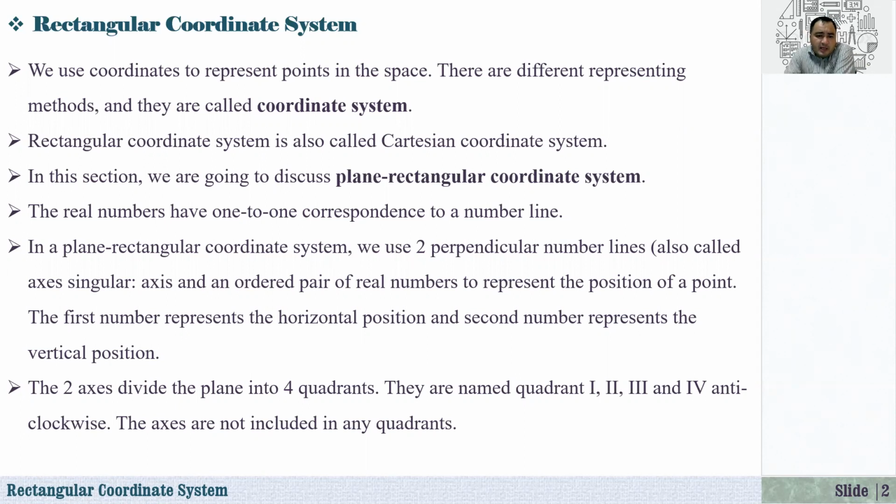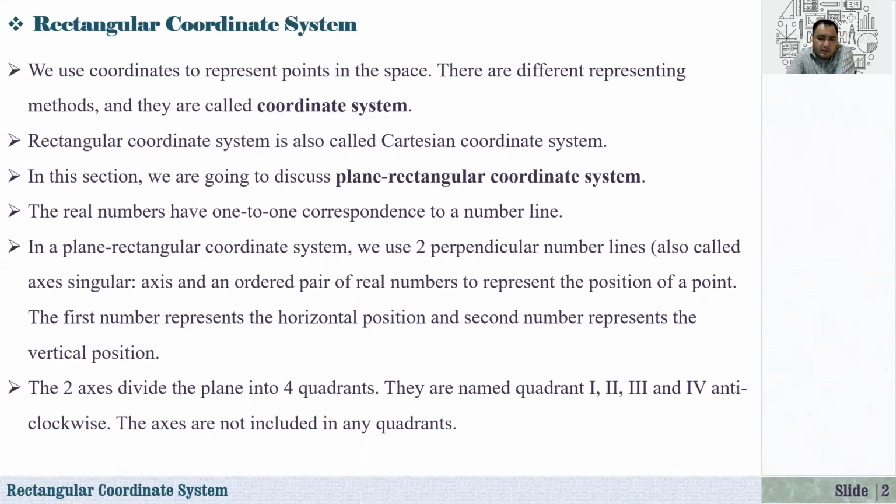The real numbers have a one-to-one correspondence to a number line. That means if you pick any real number, it corresponds to a unique point on the number line, or if you pick any point on the number line, it corresponds to a unique real number. One point is not represented by two different numbers.